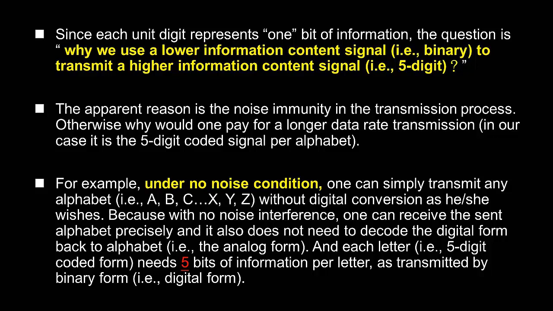For example, under no noise condition, one can simply transmit any alphabet letter without digital conversion as he or she wishes. Because there is no noise interference, one can receive the same letter precisely, and it also does not need to decode the digital form back to the alphabet. And each letter, that is the 5-digit coded form, needs 5 bits of information per letter as transmitted by binary form.